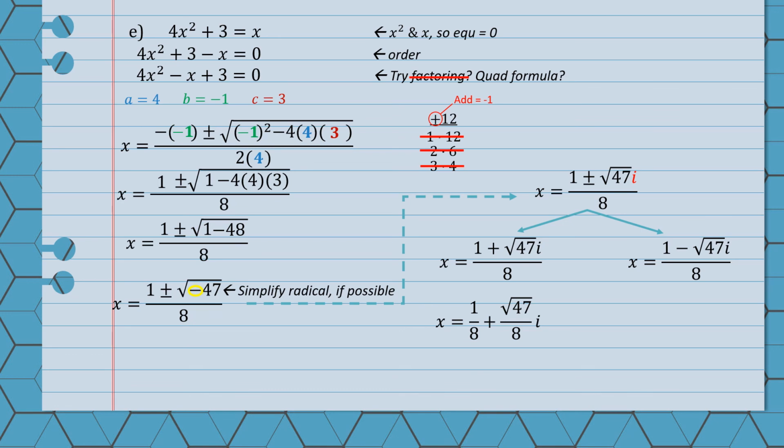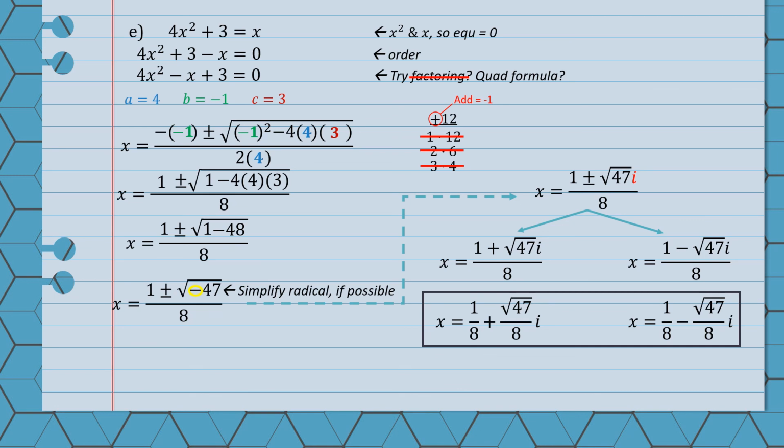For the subtraction version, the same thing is true. We must separate them, and we get 1/8 minus square root 47 over 8i. Now keep in mind, because the solutions are made up of real and imaginary, these are complex numbers, and we must clearly be able to see the real part and the imaginary part. So you must separate them.